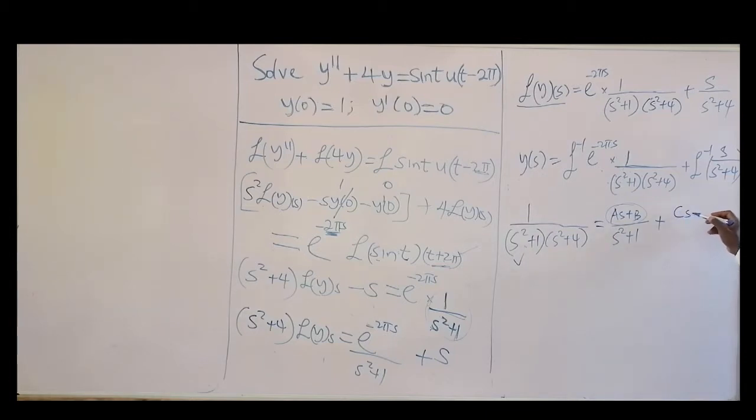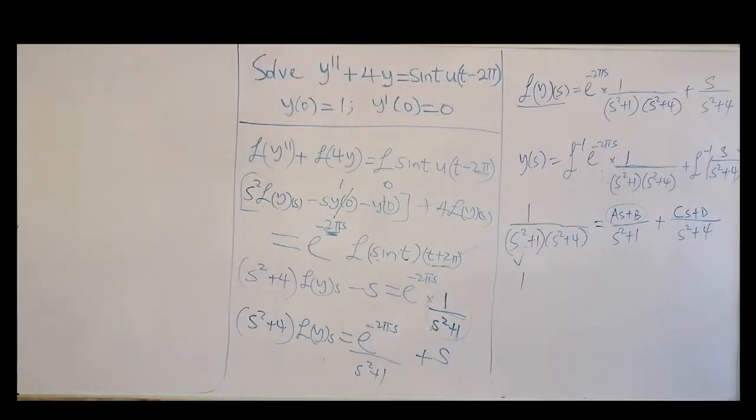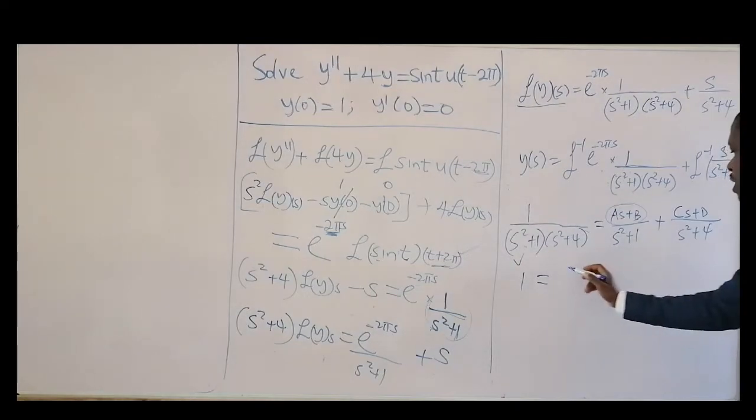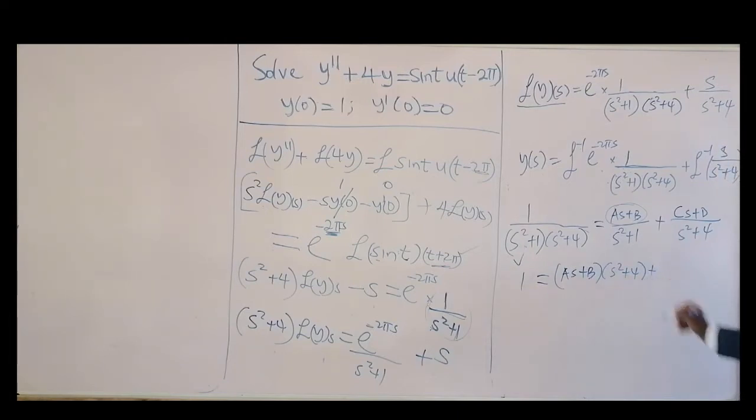We continue with (cs + d)/(s² + 4). Then we can solve this by multiplying through the equation by (s² + 1)(s² + 4). That gives 1 on the left, equal to (as + b)(s² + 4) plus (s² + 1)(cs + d). Okay, so that's what we have now.